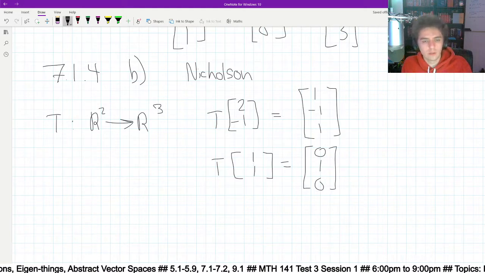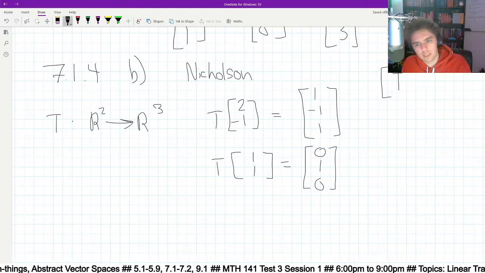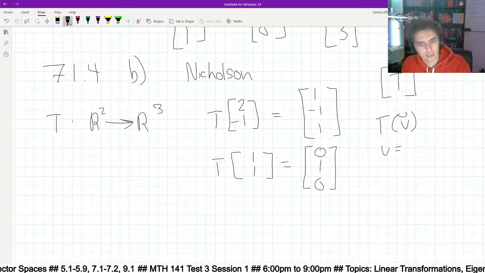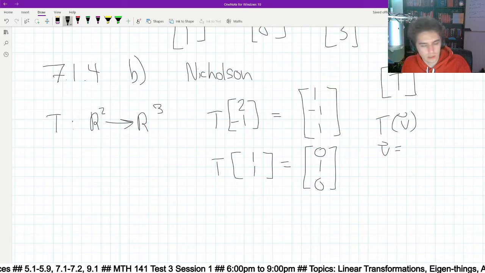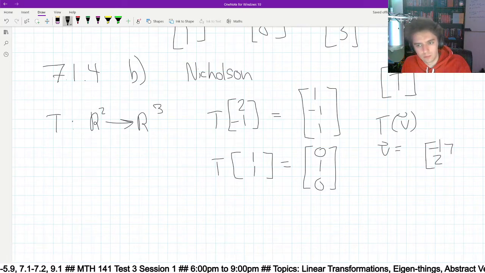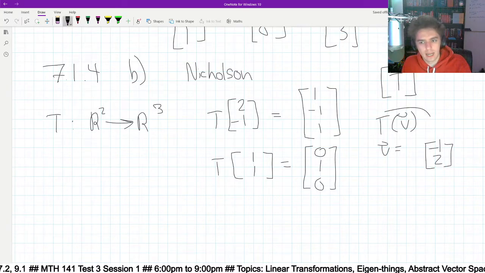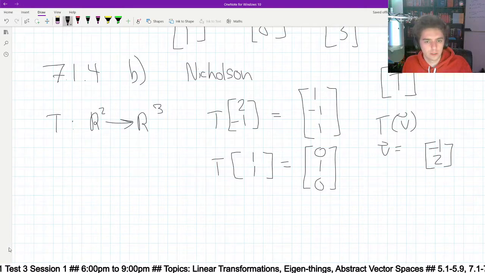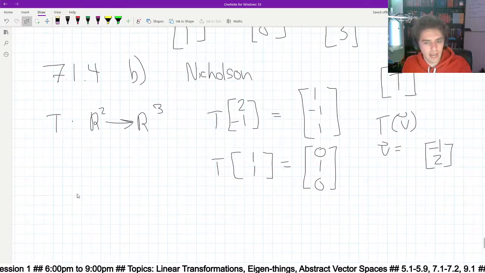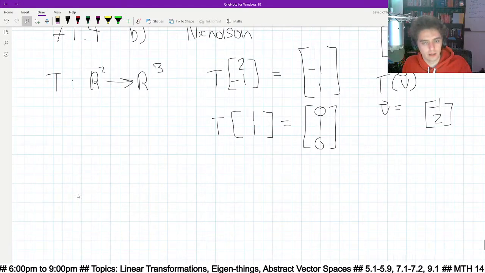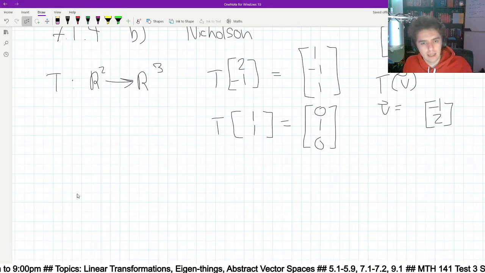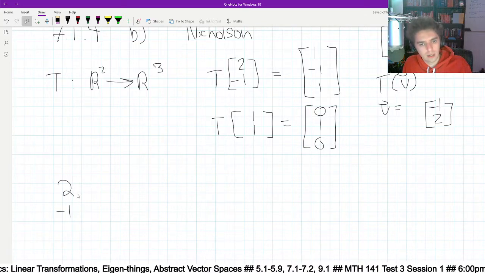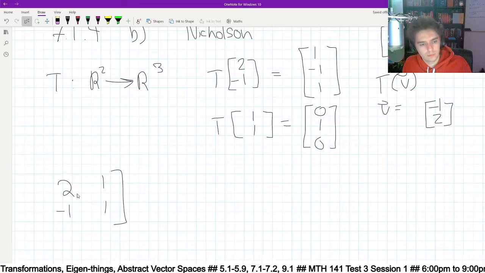Okay. So the question is find the matrix representation of T and then calculate T of V, where V is -1, 2. So first with the matrix representation, I think we're going to have to do the multiplication method, right? So we take the input space, 2, -1, 1, 1, right?